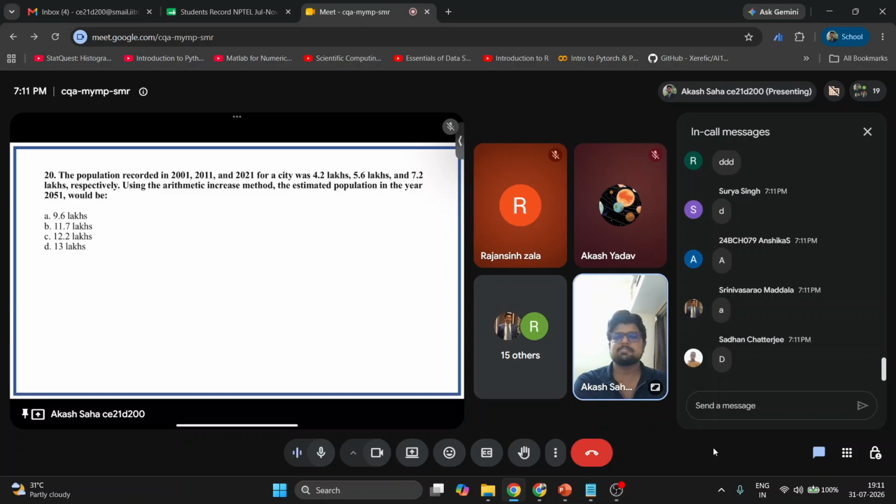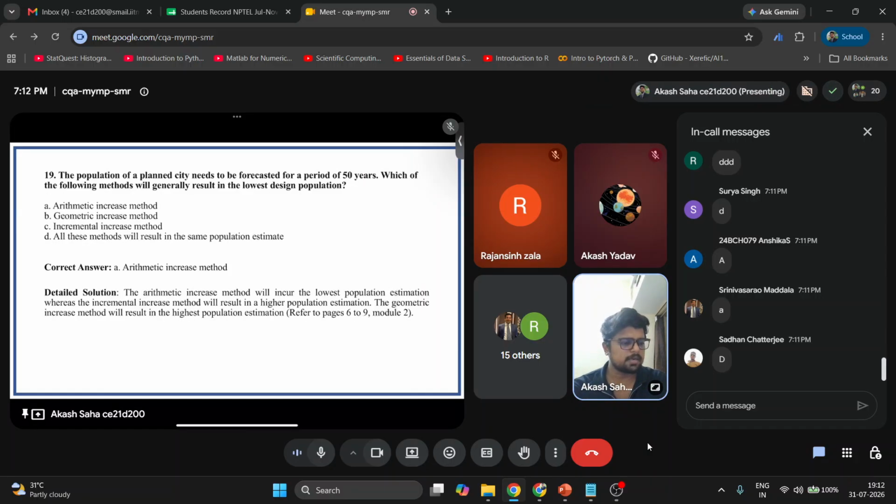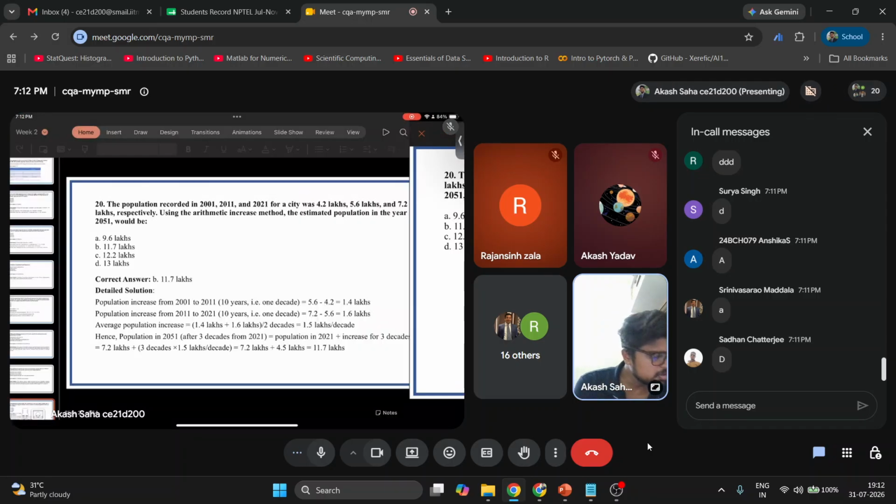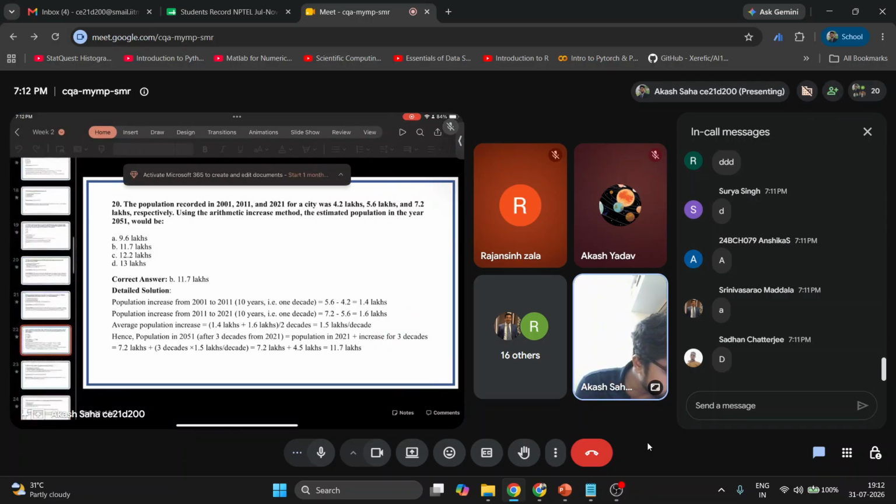So just take a screenshot of this problem. You can solve and check your answers later. I don't see any point of doing the exercise again. So just take a screenshot and later you can cross verify. Okay, I will go to the other problem.